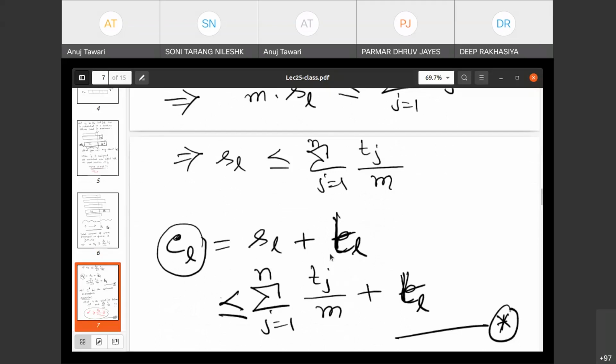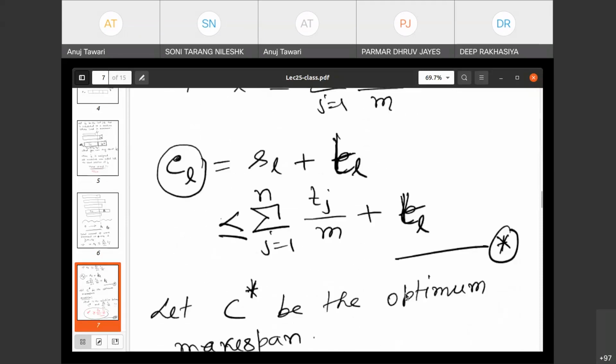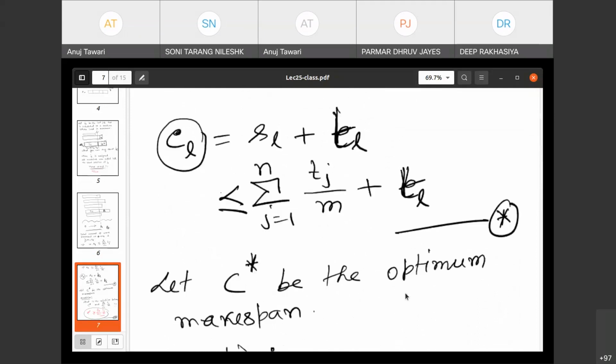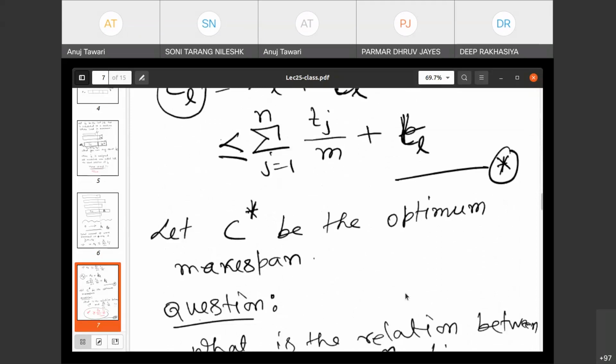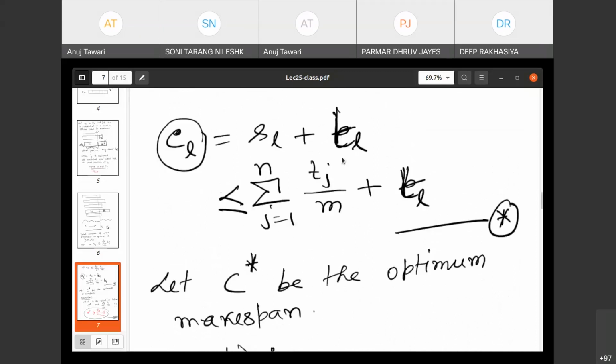What is the bound we have here? It's summation Tj divided by M plus the time taken to process the Lth job. So this is one equation we have. And now we have to compare this quantity with the optimum makespan. So what can we say about the optimum?